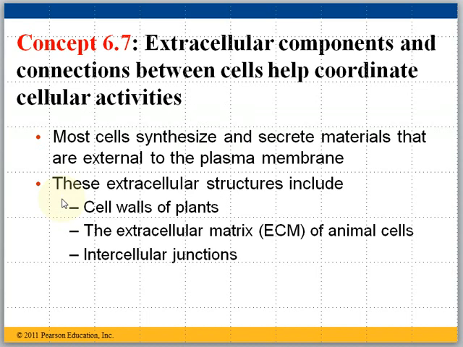Our very last concept for this chapter is concept 6.7. Of course, in most creatures, there are, in your body, for example, not just billions, but trillions of cells, and all these cells have to work together, so no cell is an island unto itself. These cells are working together to form tissues, and tissues are working together to form organs, and all the way up until you've got an entire human body or an entire living creature. So this last concept is about what goes on between the cells.